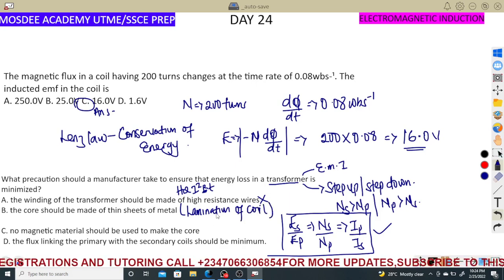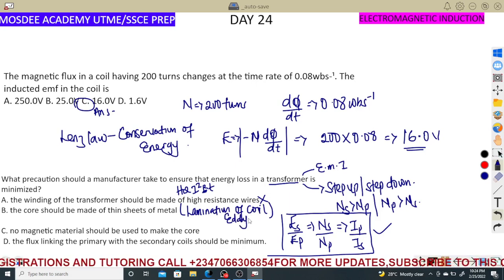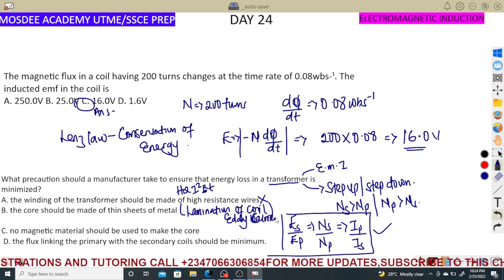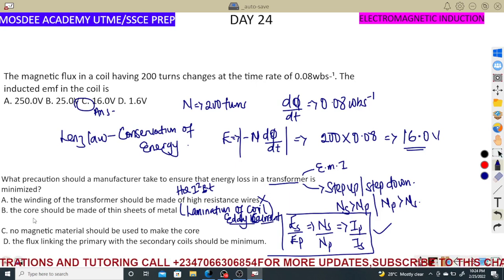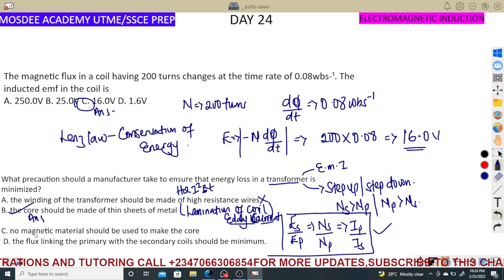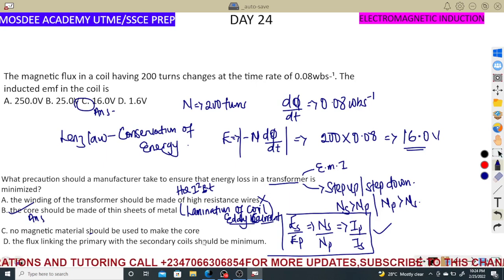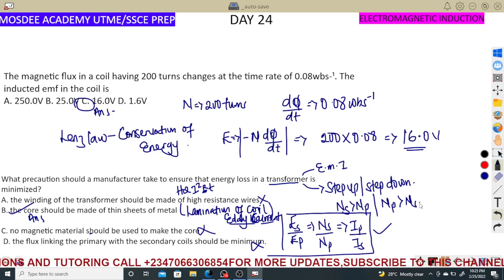If you laminate the core, you are preventing loss by what? Eddy currents and back EMF, because of the miniature currents. So these are the points we give. We don't need to waste our time, because no magnetic material should be used is wrong. You must use a magnet for magnetic reversal, hysteresis. No flux linking the primary with the secondary also makes no sense. You can see I'm laughing because they make no sense. So understand the concept so that questions will be very, very simple for you to solve.